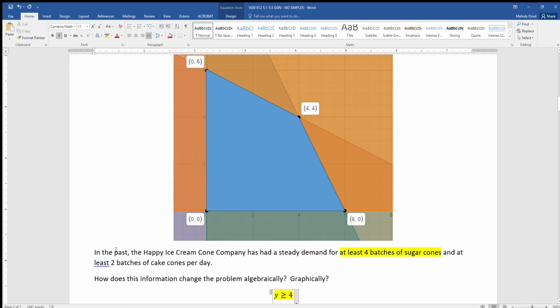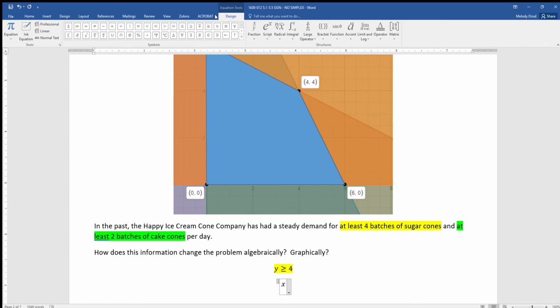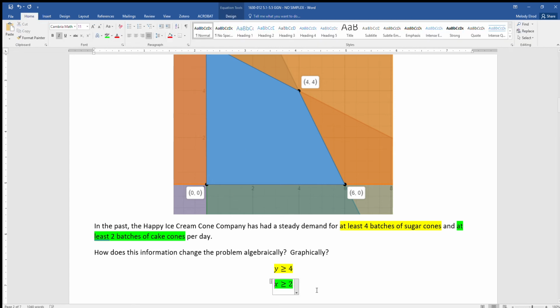It also means that at least 2 batches of cake cones, well, that's going to imply that our cake cones, x, has to be greater than or equal to 2, right? So that's going to work out really well for us. And it changes our graph just a little bit. So I'm going to go back over here and I'm going to change my graph for 2. And it's going to change the feasible region to this very small piece.